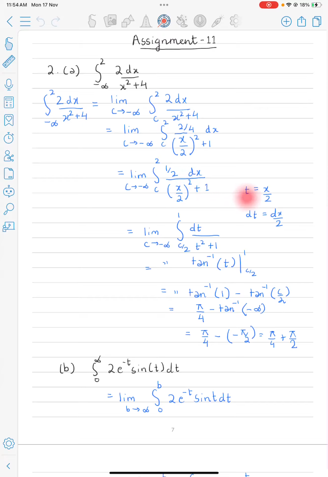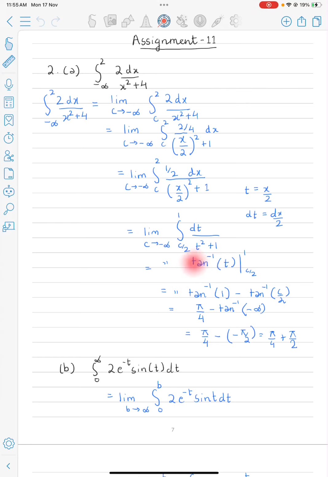Now we will use our substitution method. If you take t is equal to x by 2, then dt will be dx by 2. If you do that, you will get t square plus 1 dt. Also we change the integral limit accordingly. Here you will get 1, and here you will get c by 2. I am not repeating limit c tends to minus infinity again and again, so I will just write double dash.